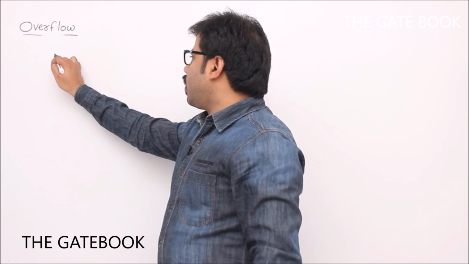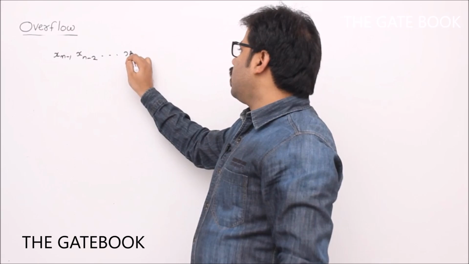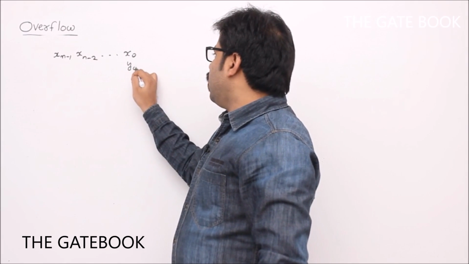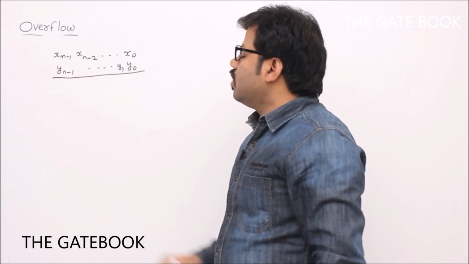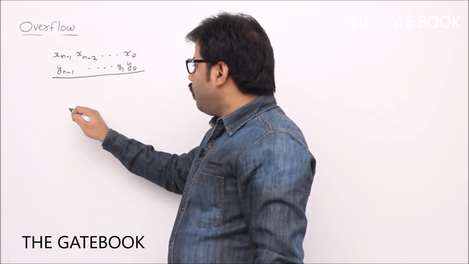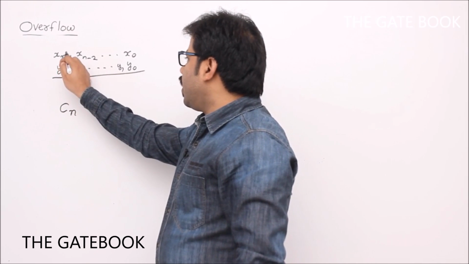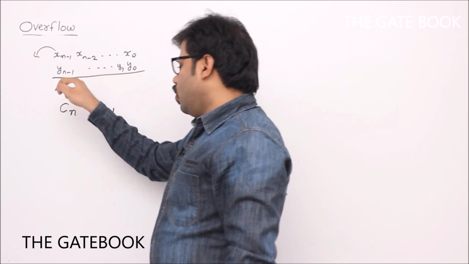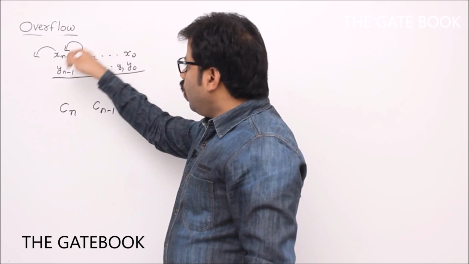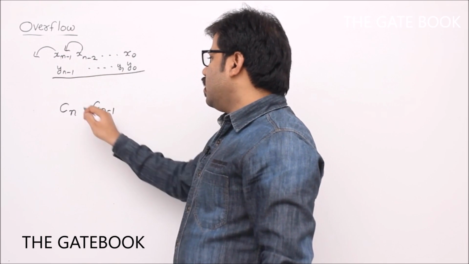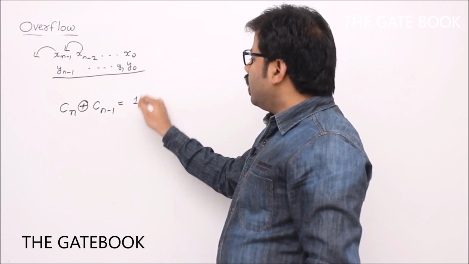If you have n bits, xn minus 1, xn minus 2, and so on down to x naught, and you have y naught, y1, and so on up to yn minus 1. When you are adding these n bits, the overflow condition is, we know what Cn is, and what Cn minus 1 is, right? Cn is the carry coming out from the most significant digits. Cn minus 1 is the carry going into the most significant digits. So if Cn XOR Cn minus 1 is 1, then there is an overflow.